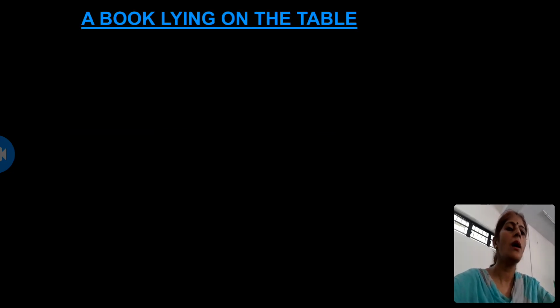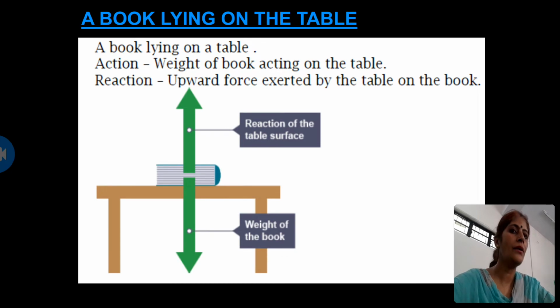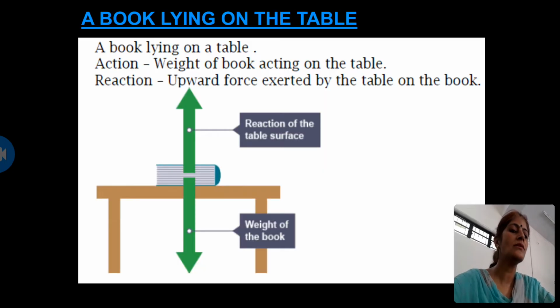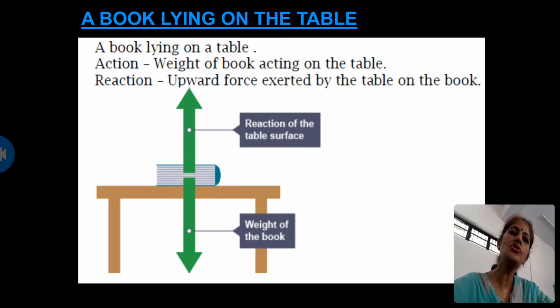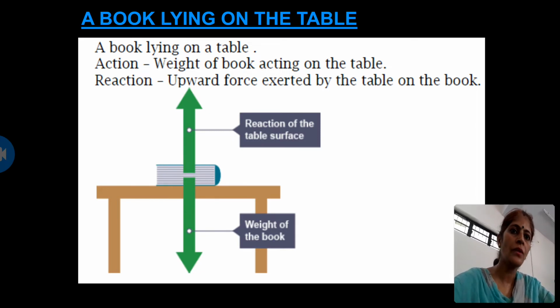Next example is a book lying on the table. Here the force of action is the weight of the book which is acting on the table in the downward direction, whereas the reaction is the upward force exerted by the table on the book, in the upward direction. So, here the force of action and the force of reaction are equal and opposite, but they are acting on different bodies. This is in accordance with Newton's third law of motion.